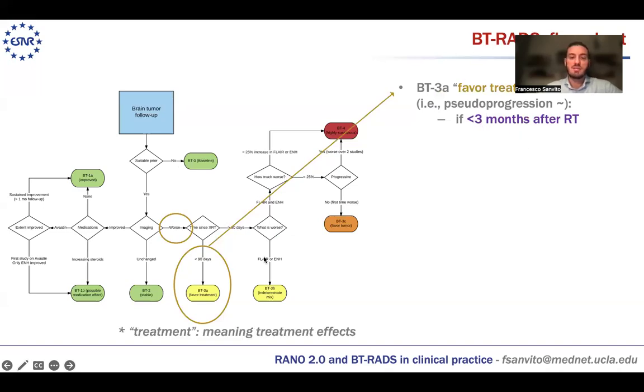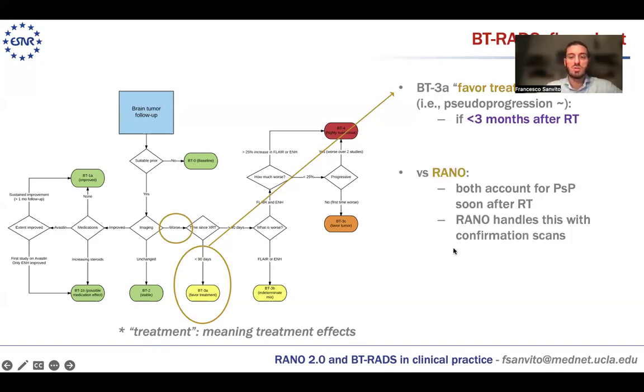If that's the case, favored treatment class B3A, where favored treatment really means treatment effects, essentially, so that's the worsening can be due to the treatment and not to tumor progression. It's similar to RANO in the sense that they acknowledge this 3-month window after radiation that is at risk for pseudoprogression, but RANO handles this instance with confirmation scans instead of flagging a specific category.